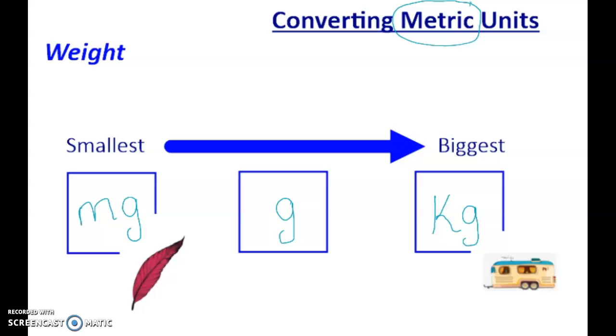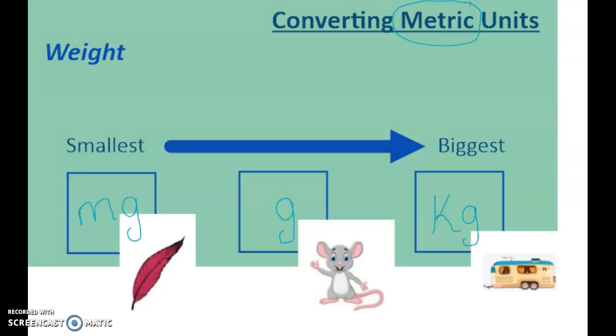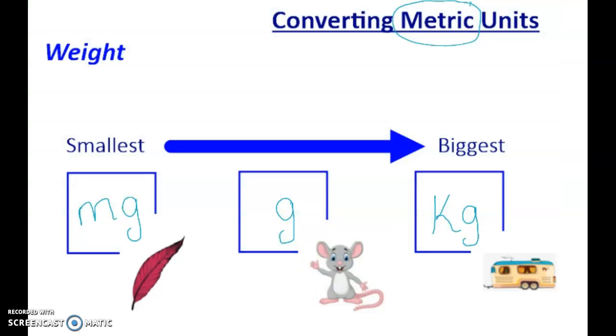But grams, you can easily hold it on your hand, but you can feel it has a weight. So my example here is I've got a little, I don't know if that's a mouse or a rat. I think it's supposed to be a mouse. So if a mouse was on my hand, he wouldn't be heavy, but I would be able to feel him. So that would be in grams.